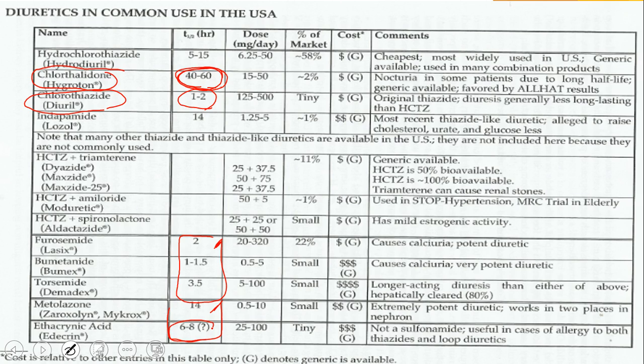Trying to think anything else here that is significant. It does say torsemide lasts longer than most of the other ones, and that it also is hepatically cleared. So torsemide, hepatically cleared and longer acting. No, this one down here, ethacrynic acid, is not a sulfonamide. Looks like hydrochlorothiazide is the cheapest one out there. Yep. So it looks like they might do some combining of some of these other ones. We won't talk about that too much right now, though.